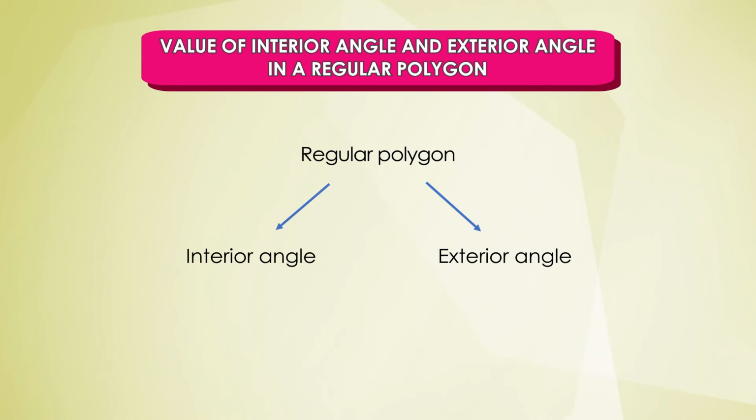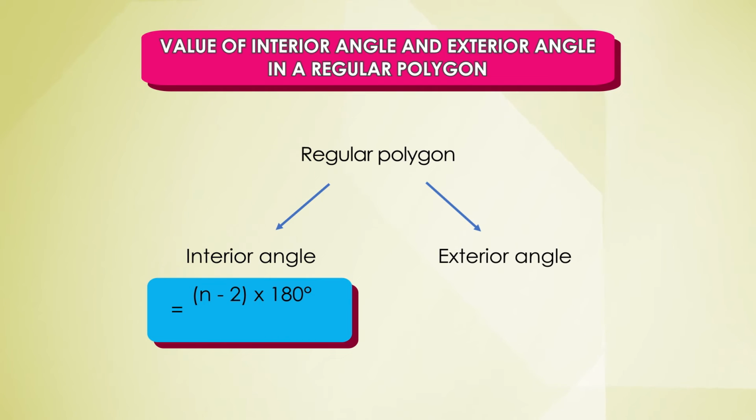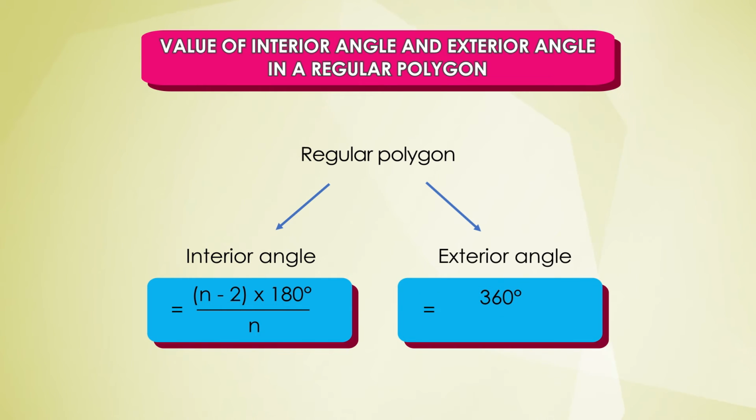There are formulas to find the interior angle and exterior angle of a regular polygon. As for the interior angles, the formula is (n minus 2) times 180 degrees over n. The formula for the exterior angle is 360 degrees over n. The letter n in this formula refers to the number of sides of the regular polygon. Now, let's try putting this formula into use.